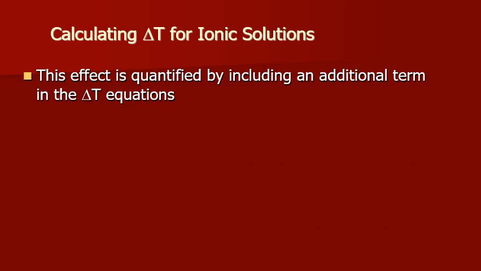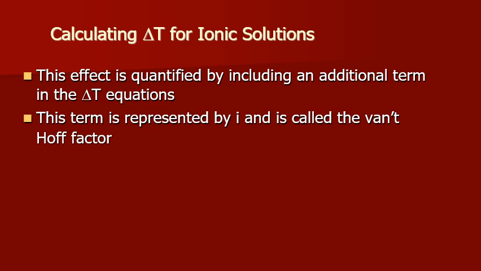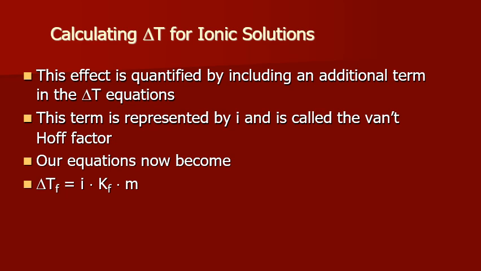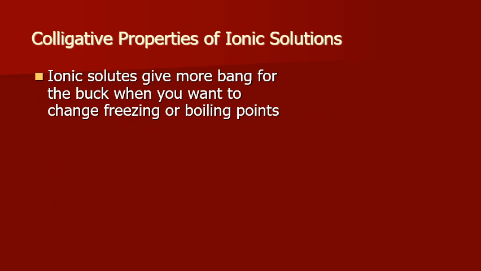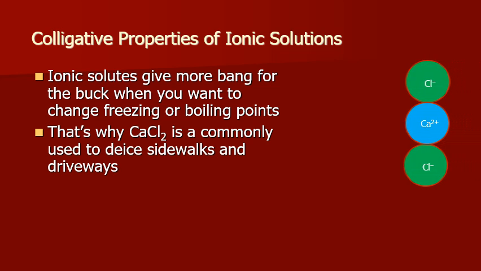We quantify this by putting an additional term into our delta T calculations. We call this term the Van't Hoff factor. It's represented by the letter i. So our equations become: the change in the freezing point is i times Kf times the molality. Our change in boiling temperature is i times Kb times the molality. Ionic solutes give you more of an effect, a greater change in your boiling and freezing temperatures.